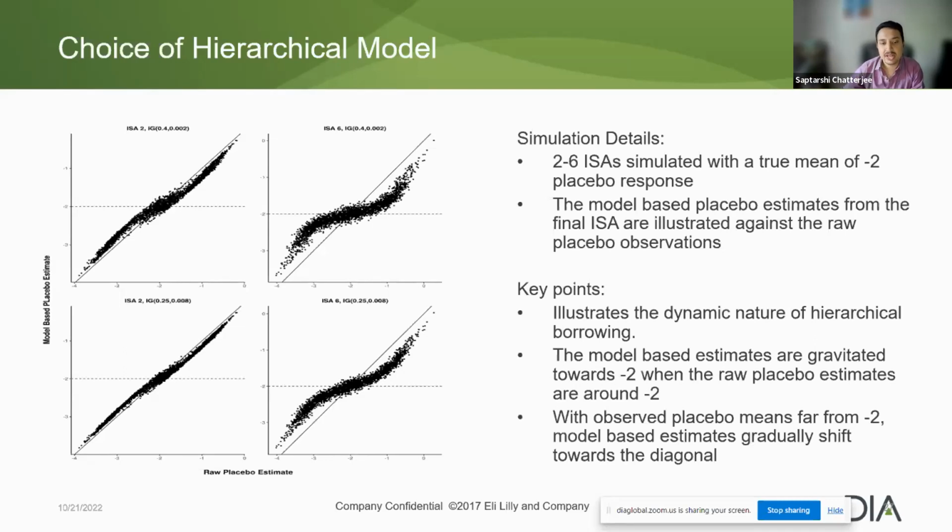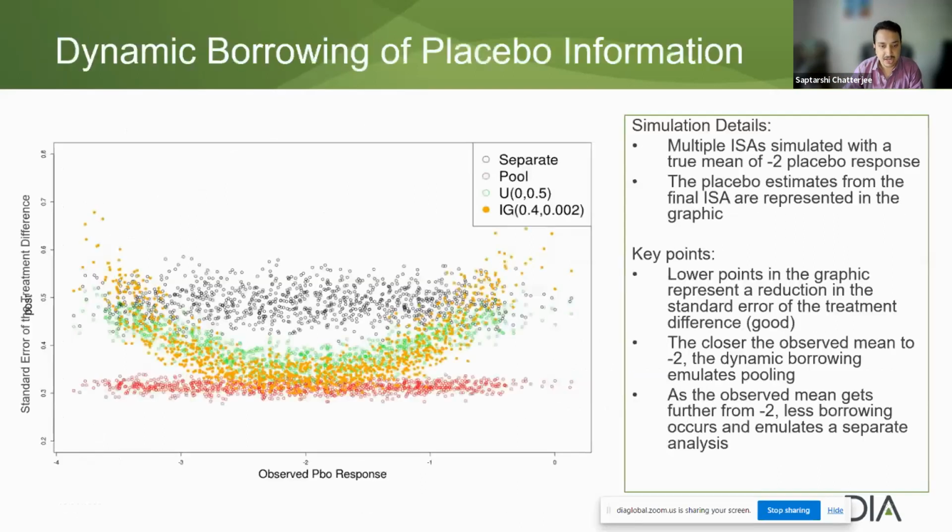But what we try to understand as the key point from this plot is that this really illustrates the dynamic nature. It tells us what dynamic borrowing does in terms of the placebo estimates themselves, and how we expect that to behave in the long run if we have data that is not really tracking with the prior. So this picture gets at that.